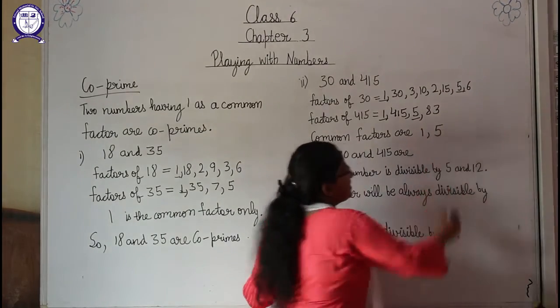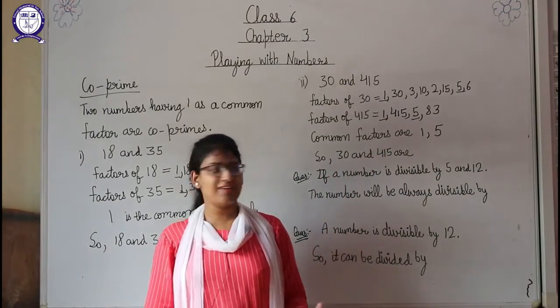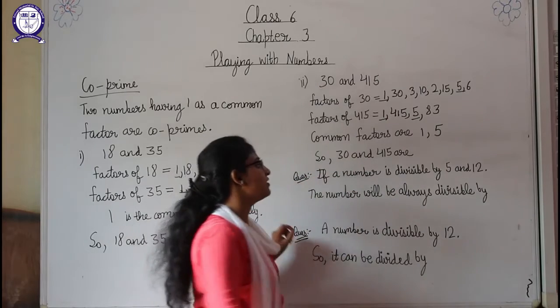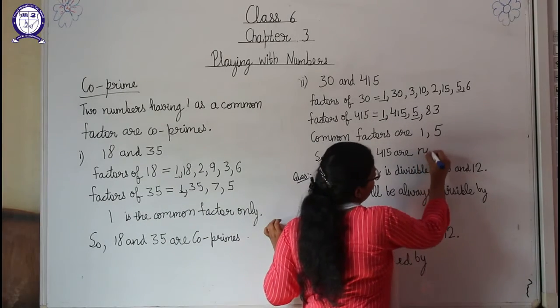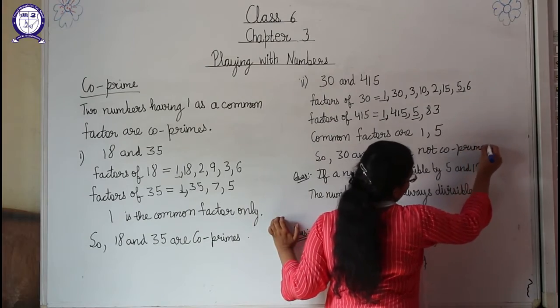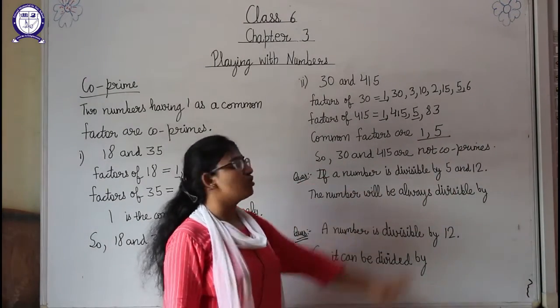It means 1 is not the only common factor, but for co-primes only 1 should be the common factor. So 30 and 415 are not co-primes because the common factor is not 1 only. Common factors are 1 and 5. It means these are not co-primes.